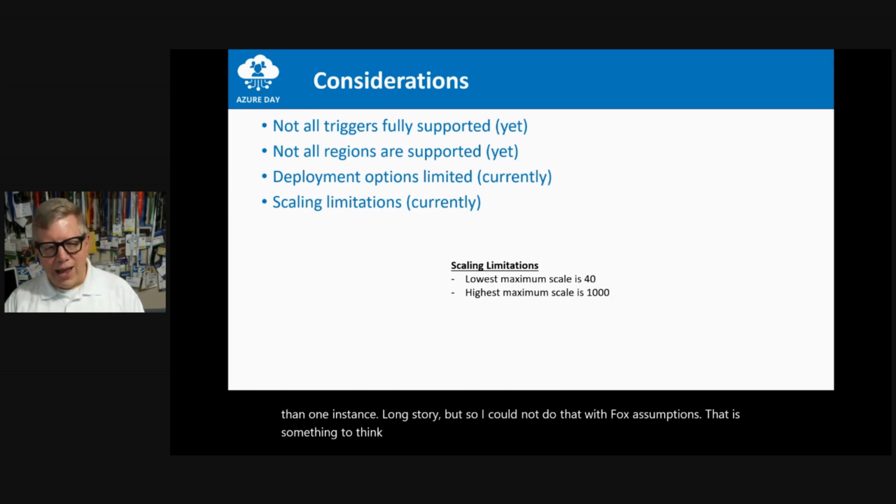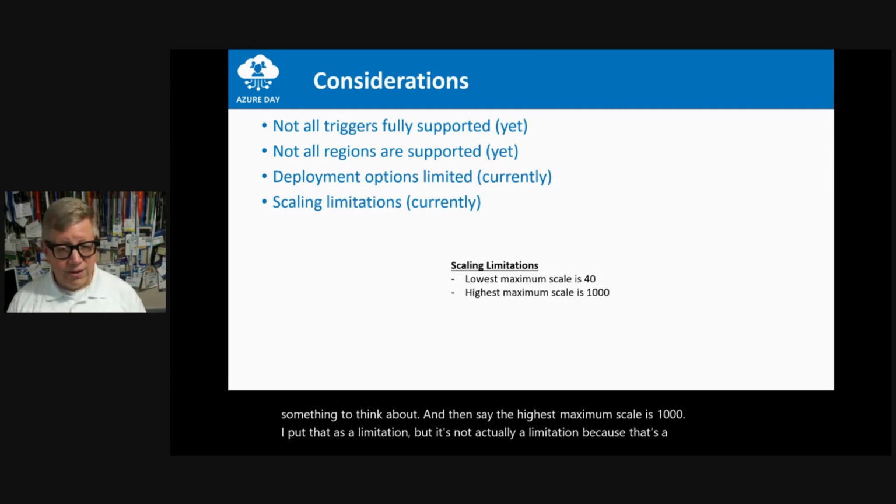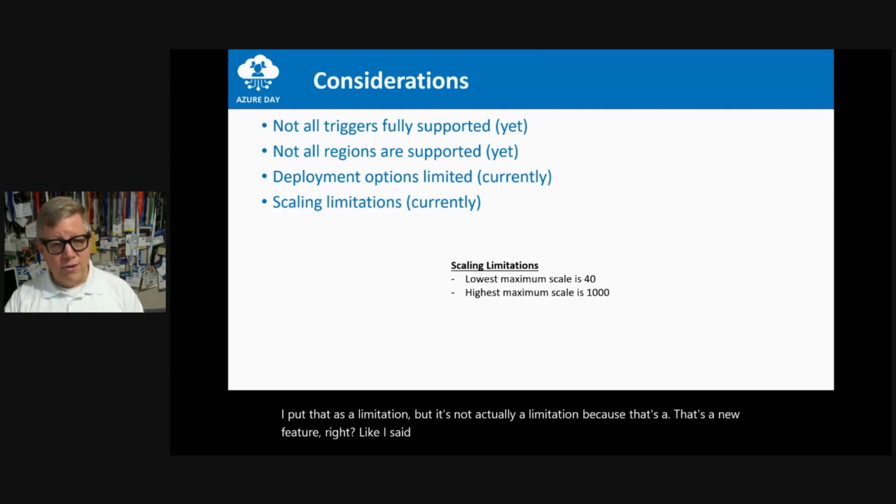And then, like I say, the highest maximum scale is 1,000. I put that as a limitation, but it's not actually a limitation because that's a new feature, right? Like I said, today in Consumption, the max is 200. So this is definitely a better number.